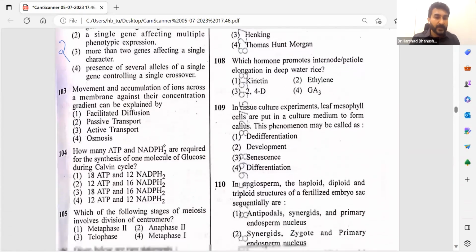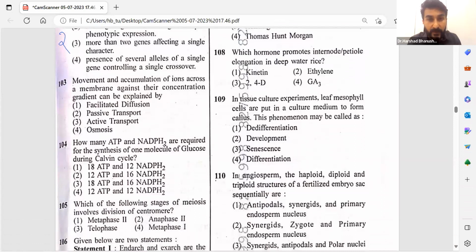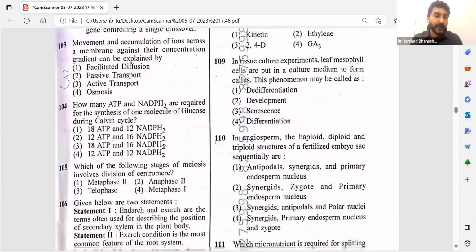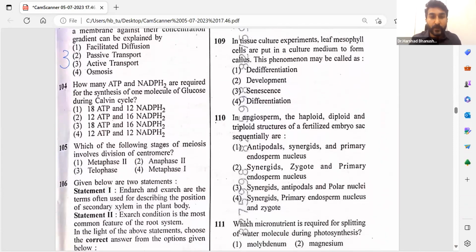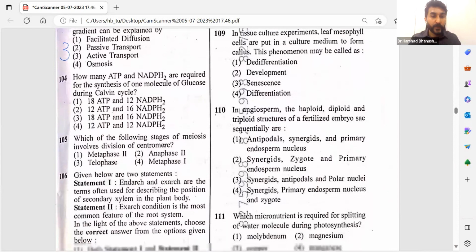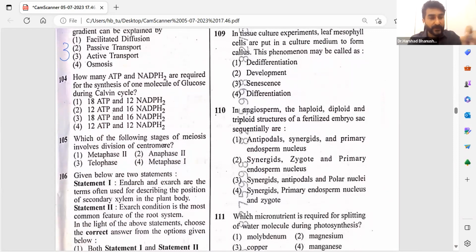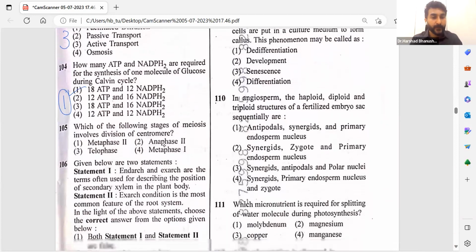The third question talks about movement against the concentration gradient, and that type of transport is active transport. Pretty straightforward as a question. The next question talks about the ATP usage and NADPH2 during the Calvin cycle. So it is 6 revolutions of Calvin cycle, which would require 18 ATP and 12 NADPH2. So the option number one here in this case would be the answer.